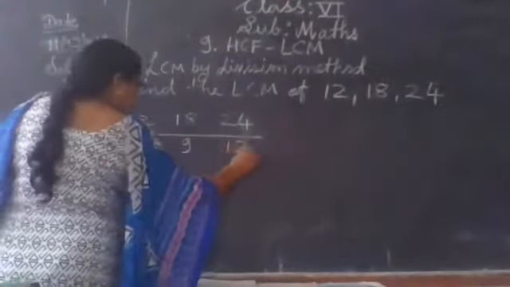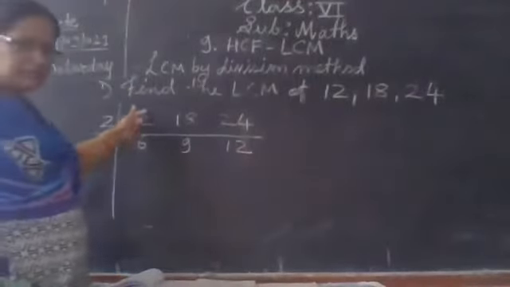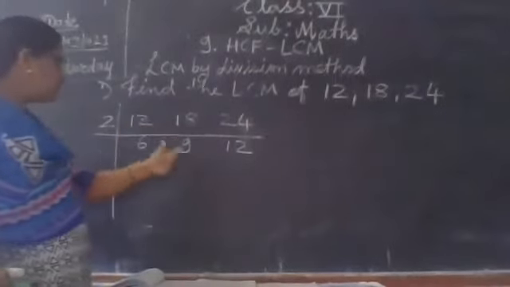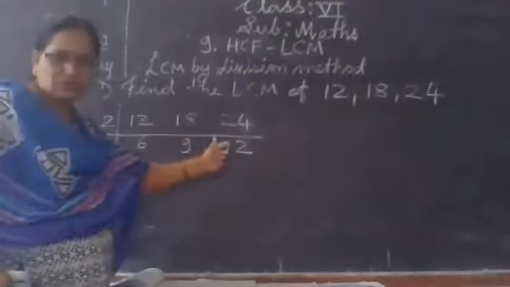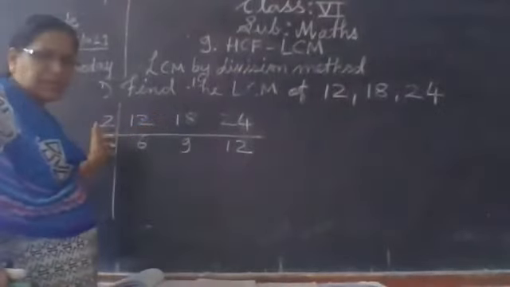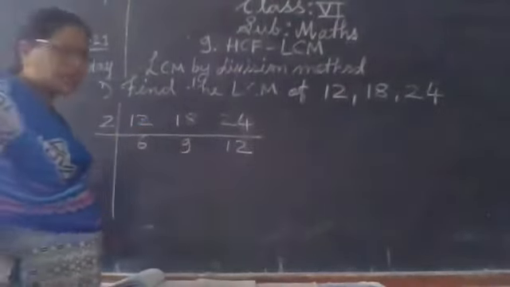And here you have to divide these numbers. 12 divided by 2 is 6. 18 divided by 2 is 9. 24 divided by 2 is 12. So you have to divide all these numbers by 2. So you will get this.